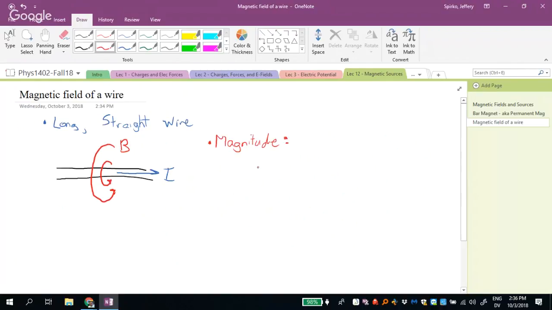So the magnitude is a nice straightforward formula. B is equal to mu naught, that's a universal constant, times the amount of current, I, over 2 pi times R. And in this, mu naught is equal to 4 pi times 10 to the minus 7th Tesla times meters per ampere.